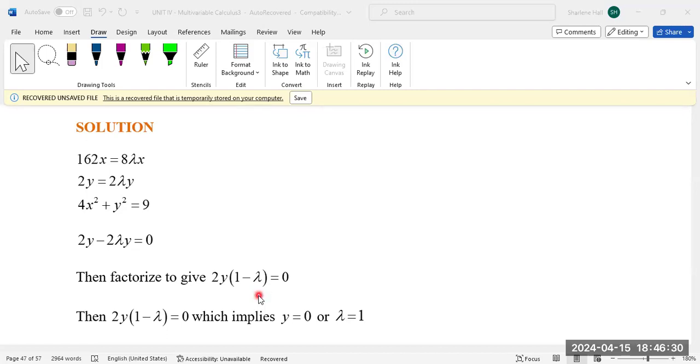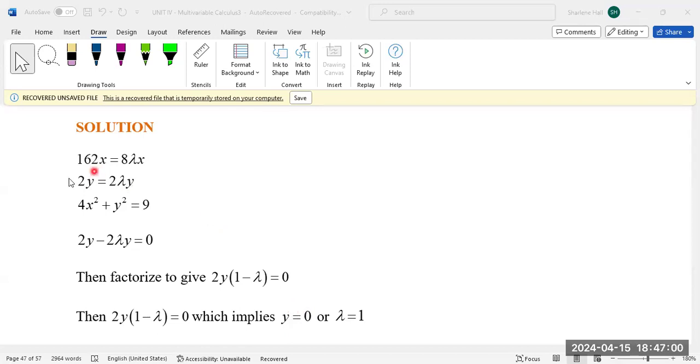Let me just repeat from up here. I start with the second equation first: 2y equals 2 lambda y. I can't divide both sides by y, because if I do, I'm going to get 2 equals 2 lambda, and then dividing both sides by 2, I get lambda equals 1. Yes, but I'm going to throw away this y equals 0, so you have to be careful.